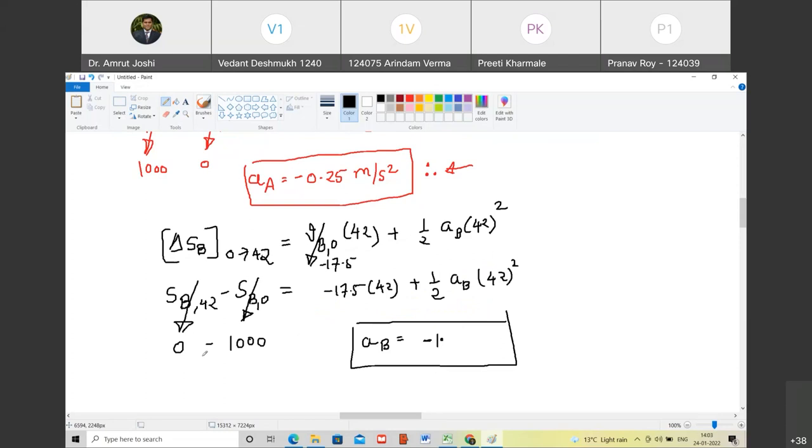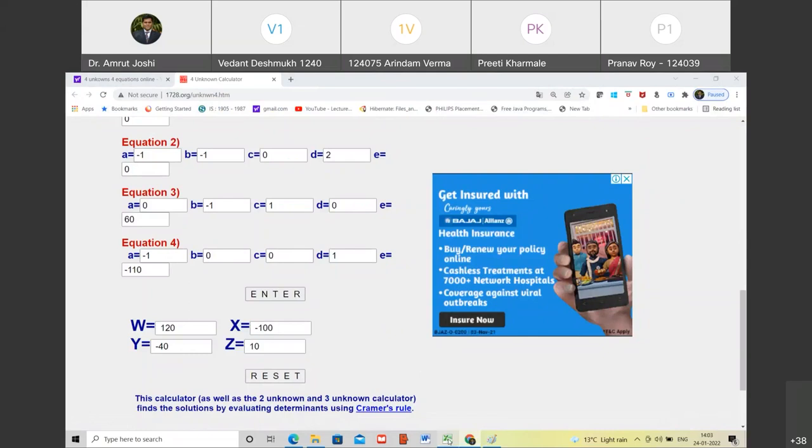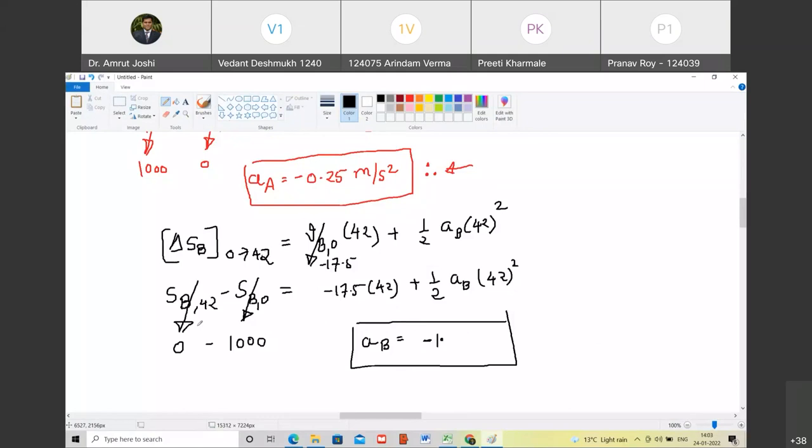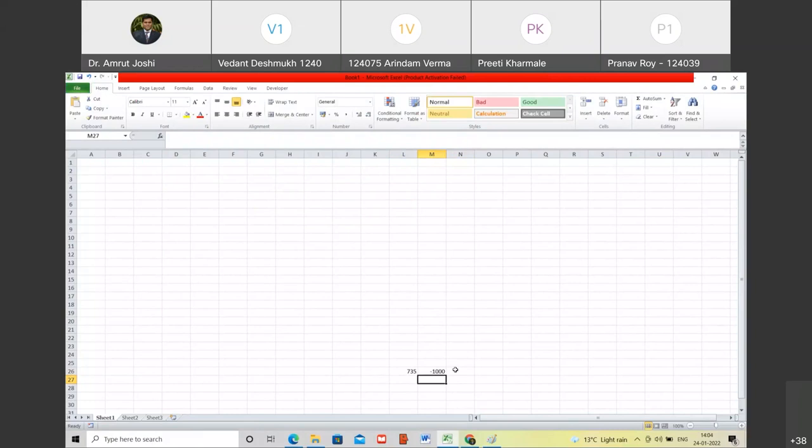And what is that? Just a second. 17.5 into 42. That turns out to be 735. That's correct. 735 goes on the other side. I think acceleration should be negative of 0.3. Negative of?